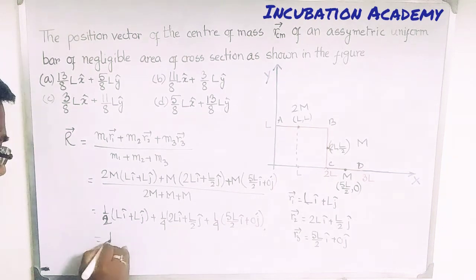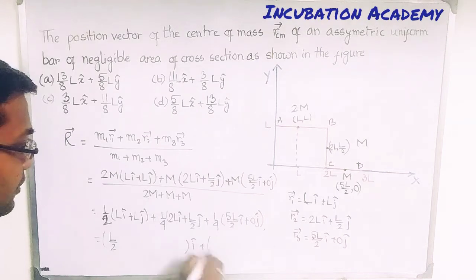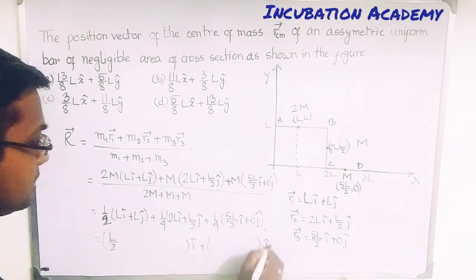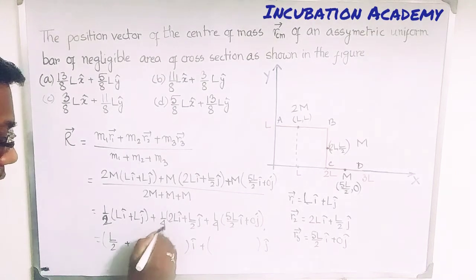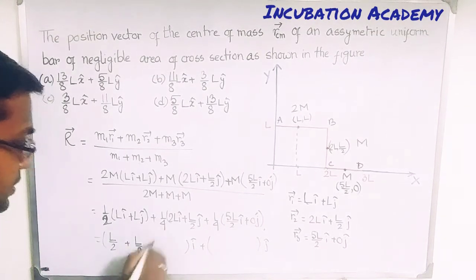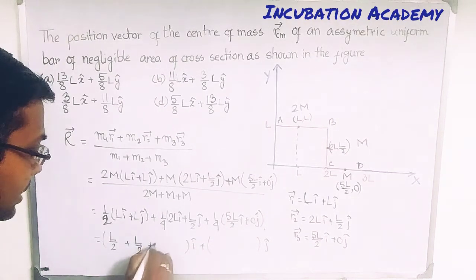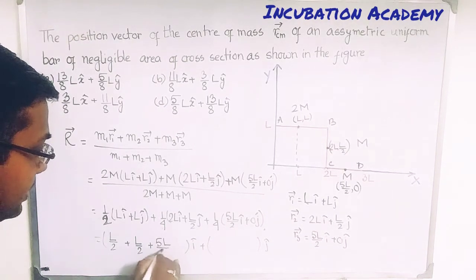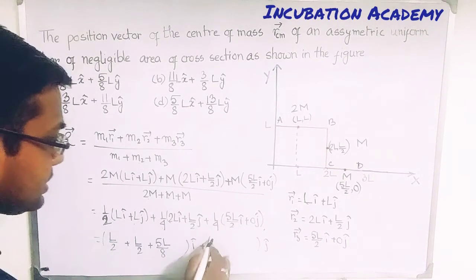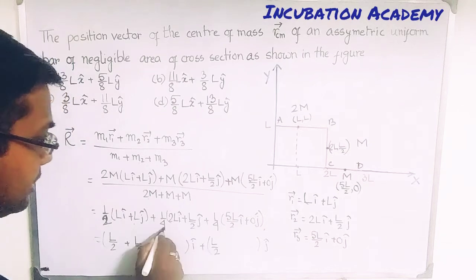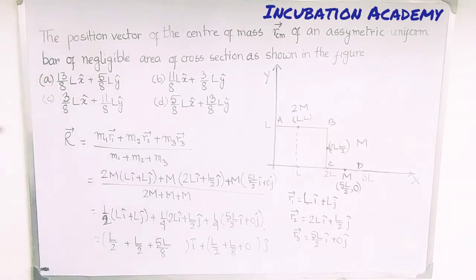So if I take all this i cap common, we get 3 terms. If I take all these j cap common, then we get 3 terms. That is L by 2. From here it will be again L by 2. 2L by 4 is L by 2. Here it is 5L by 8. And in case of the j cap, here it is L by 2. Here it is L by 8. And here it is 0.